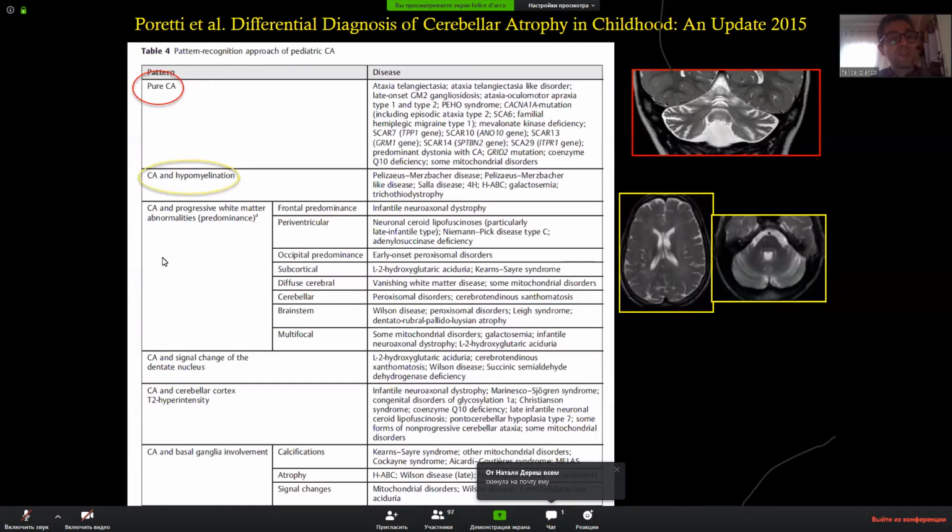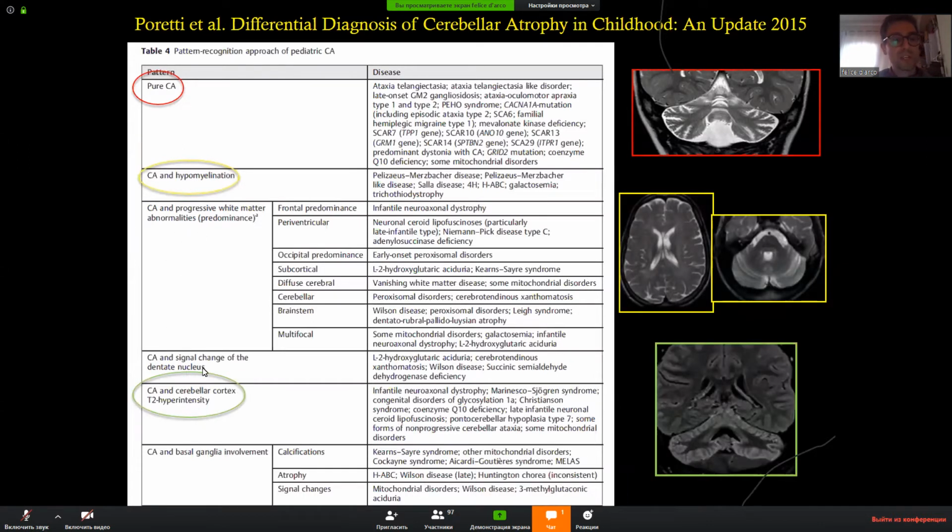Finally, there are different kinds of things, but this is quite important: cerebellar atrophy with this very, very bright cortex in FLAIR points toward another class, another group of abnormalities. Of course, some of them are overlapping, but at least it's a starting point for the clinician. And this is the name of the paper, which is free to download on ResearchGate.